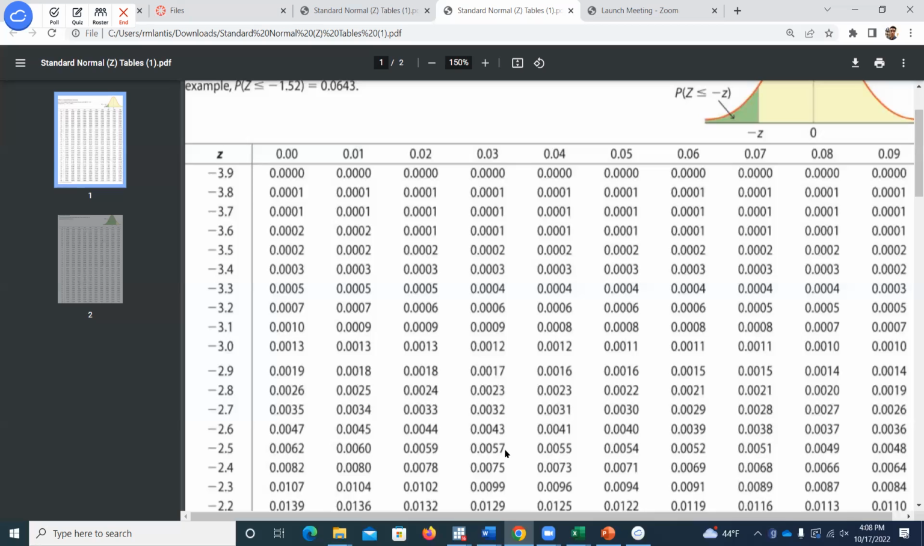So if I look up that Z value of negative 2.53, I just said I found this area here.